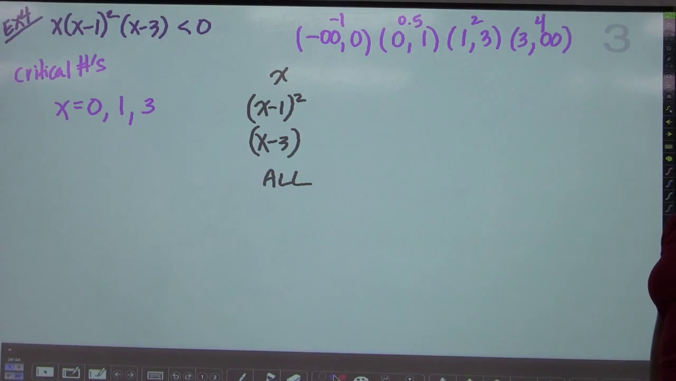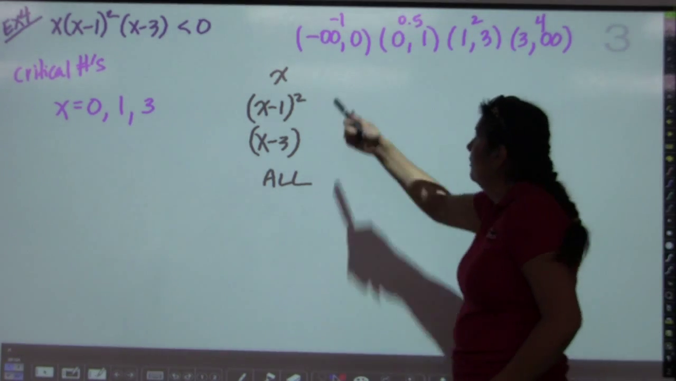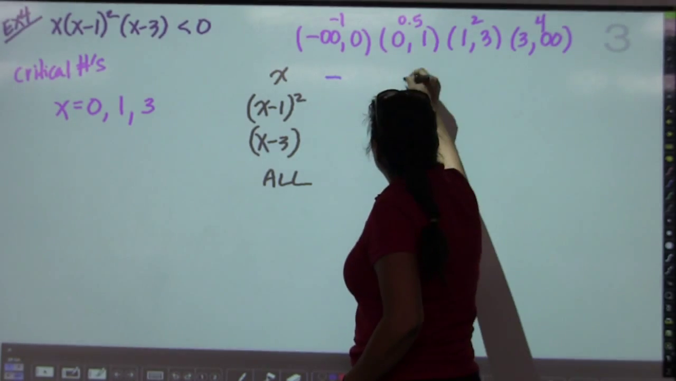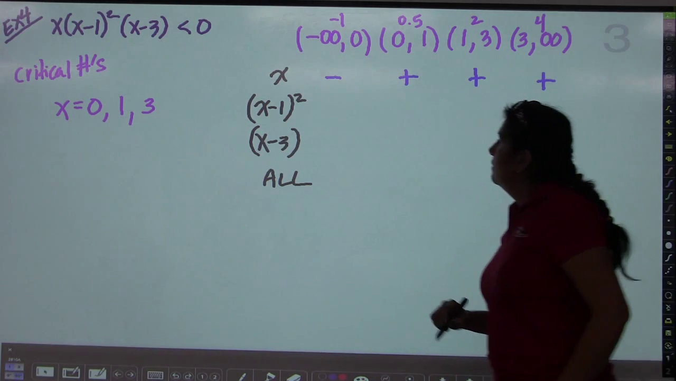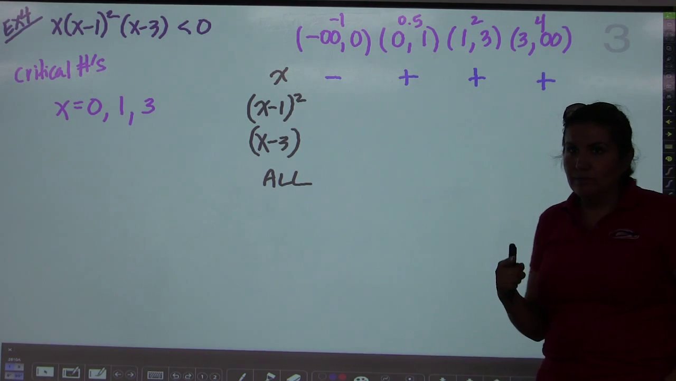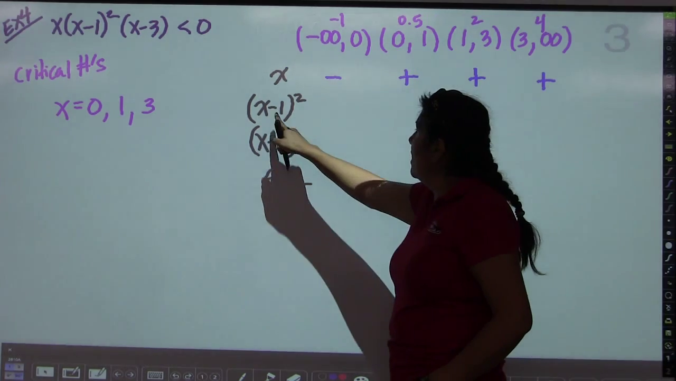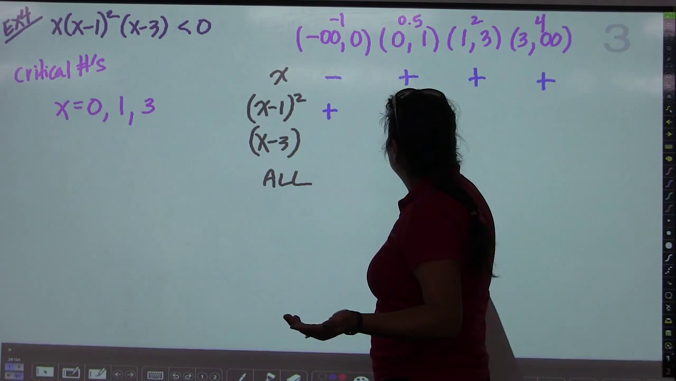So the first row is going to be really easy because it's just asking you for the sign of x. That's obviously negative. That's a positive. That's a positive. That's a positive. Now x minus 1 squared. Anything squared is going to be positive. So you have negative 1 minus 1, which is negative 2, but negative 2 squared would be positive, right? These are all going to be positive.